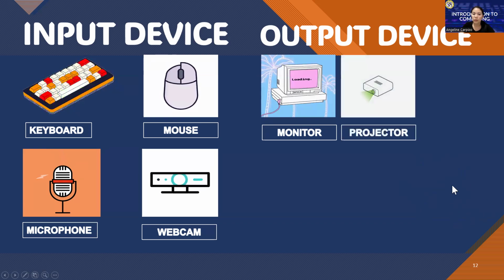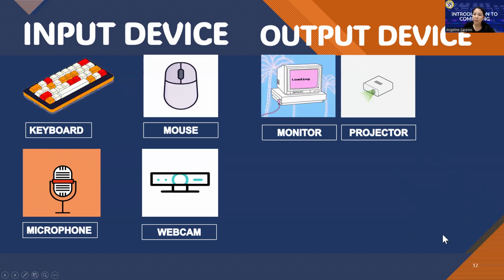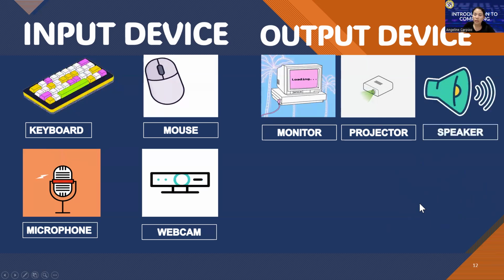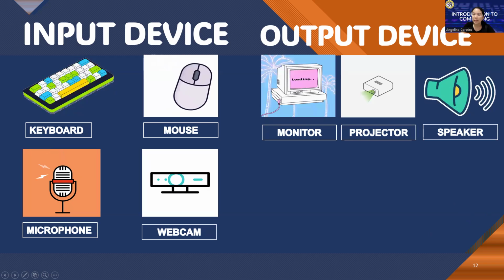The next is the projector. Projector receives data from a computer and displays or projects that information as text and images onto a surface like a wall or screen. It cannot accept data from a user and send that data to another device. Next is the speaker. Speaker receives sounds from a computer and plays the sounds for users to hear. It cannot accept sounds generated by the user and send those sounds to another device.